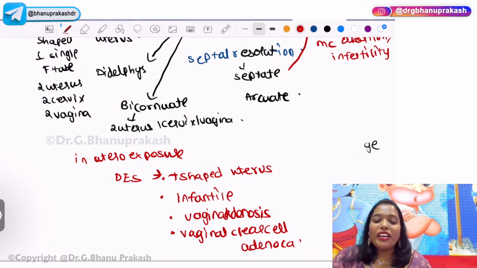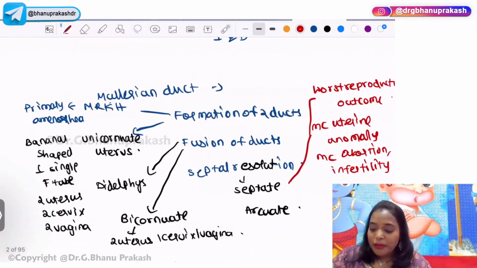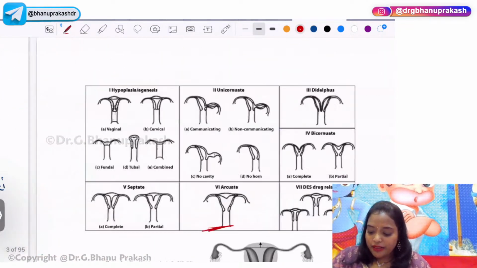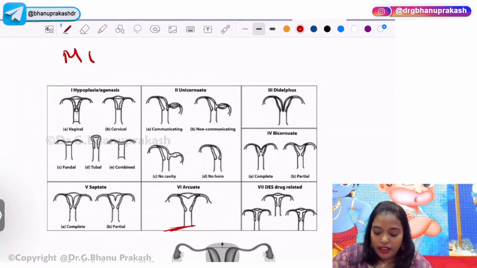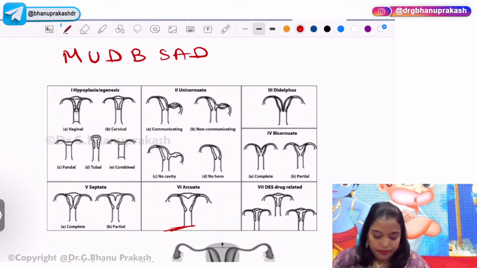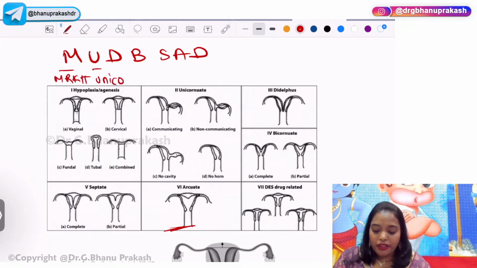So I have a mnemonic for remembering all this. My mnemonic is mud be sad. Bacha fell in the mud, so he's sad. Mud be sad. M stands for MRKH, U stands for unicornuate, D stands for didelphys.